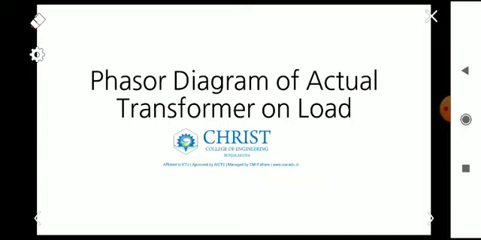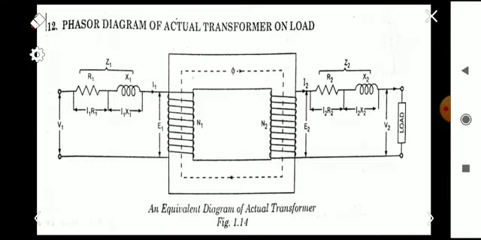both the windings, that is the primary and secondary windings of a transformer, have finite resistances. We can call them R1 and R2 respectively, and these resistances will cause a copper loss. Also, we have to consider the leakage flux in both the primary and secondary. So by considering these two, we can draw the equivalent diagram of an actual transformer like this.